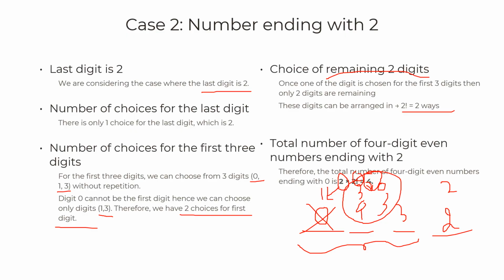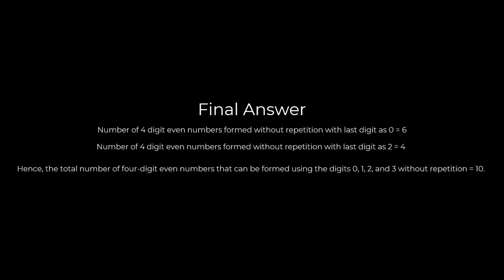So we have the final solution. We identified that the number of 4-digit even numbers that can be formed without repetition with the last digit being 0 is 6, and the number of 4-digit even numbers which can be formed without repetition with the last digit being 2 is 4. Hence the solution is the sum of these two, which is 10. Hence the correct answer is 10 for this question.